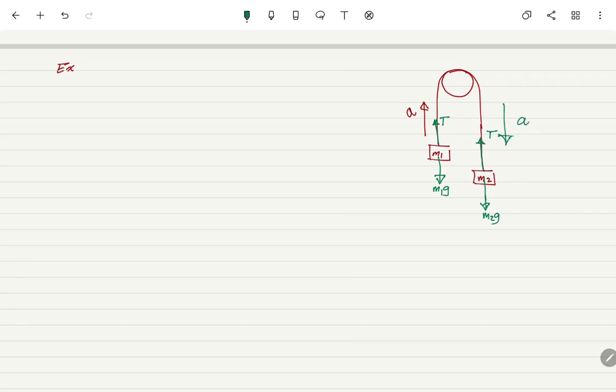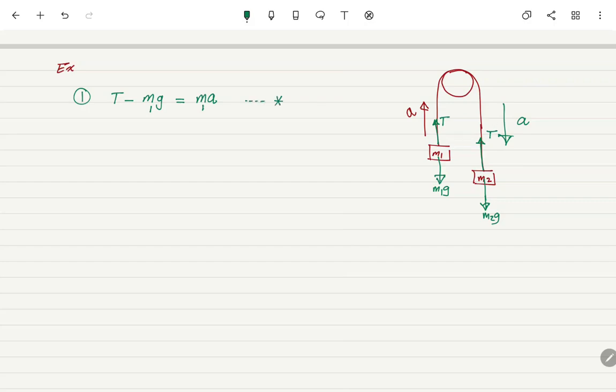Now, starting from system 1, we have here M1G and we have here the tension. In this case, tension minus M1G equal to M1A. Now, this is the first equation.